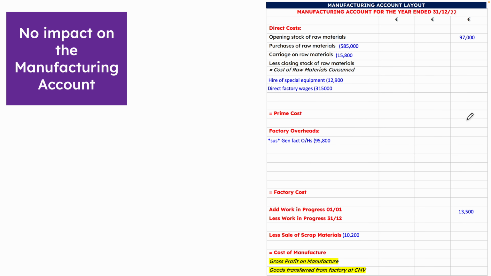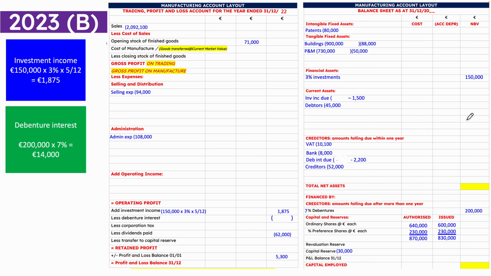When we look at the debentures then, we have 200,000 debentures multiplied by 7%, that is €14,000. So manufacturing account, no impact on the manufacturing account. Investment income, 1875. And then we will work out how much investment income is due. So we can see here, we are owed 1875, but we've only received 1500. We might receive some more, but if we didn't, we'd have €375 investment income due at the end of the year. The debenture interest is 14,000. Okay, and as you can see here, we've only paid 2,200. Now we'll see, have we paid any more during the year? But if not, we will owe €11,800 at the end of the current year.